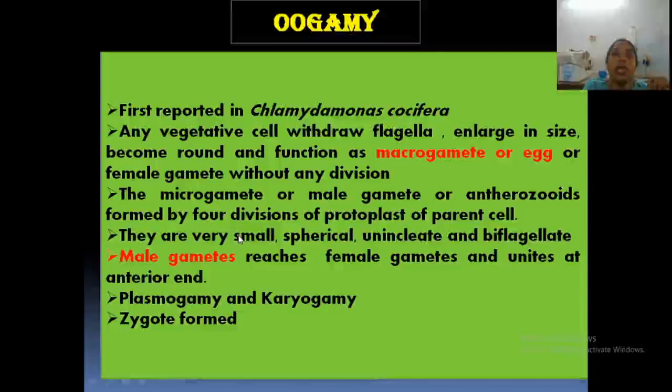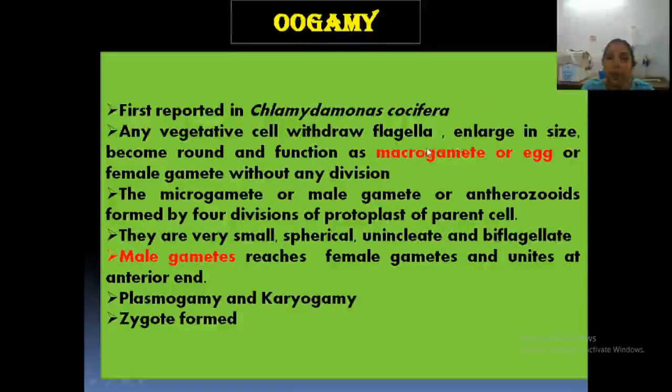Okay. Now the male gamete swims, moves and reaches the female gamete, which is non-motile, and unites at its anterior end. Then, as usual, plasmogamy, karyogamy and the zygote is formed. So this is the condition. Here oogamy is the most advanced sexual reproduction.